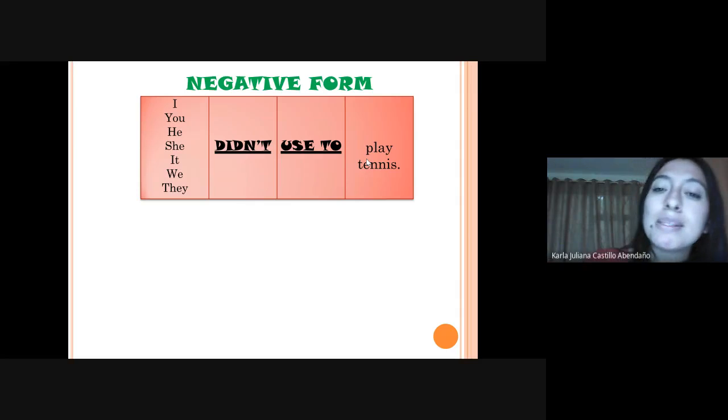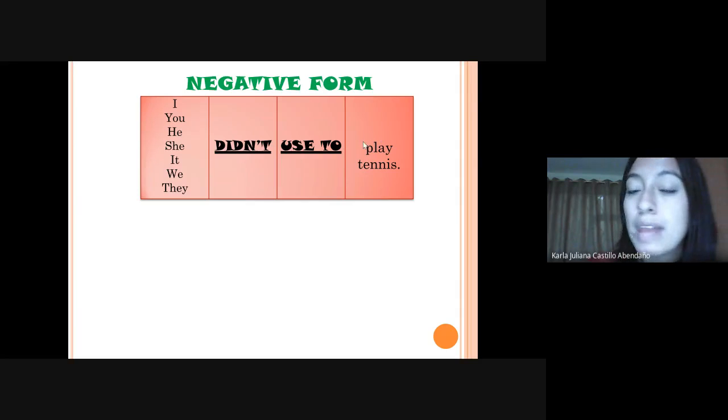As in the affirmative sentence, the action verb continues in the base form, because it is preceded by "to," right? In a complement, any complement. For example, "I didn't use to play tennis," or "you didn't use to play tennis," right?